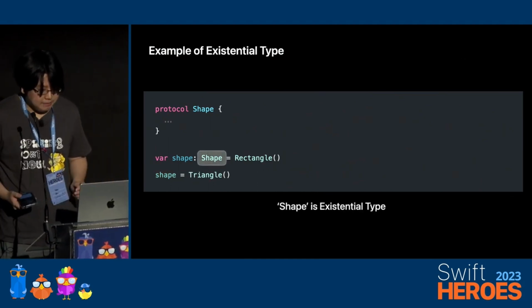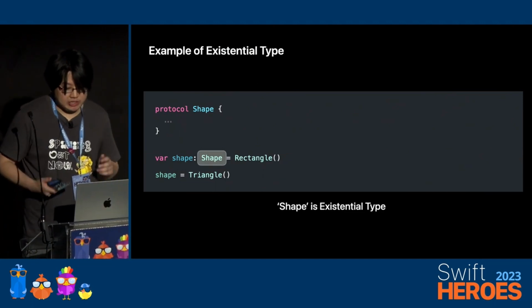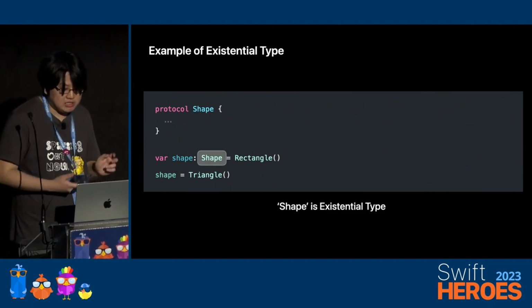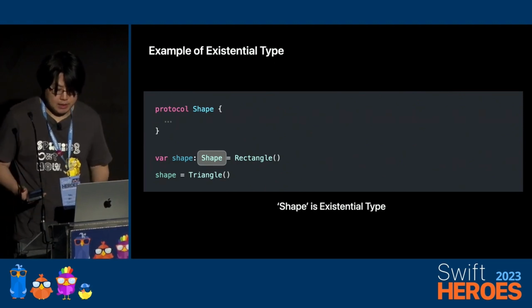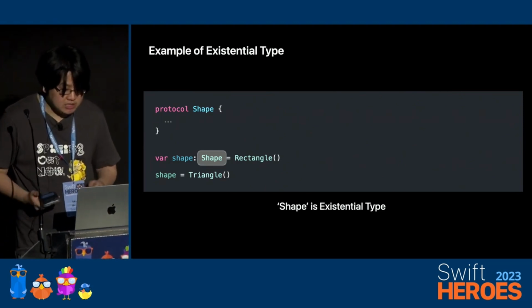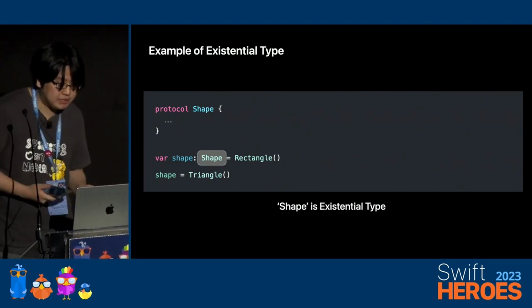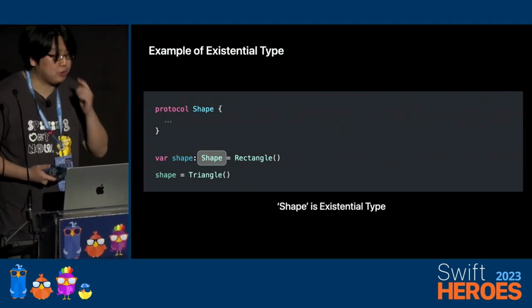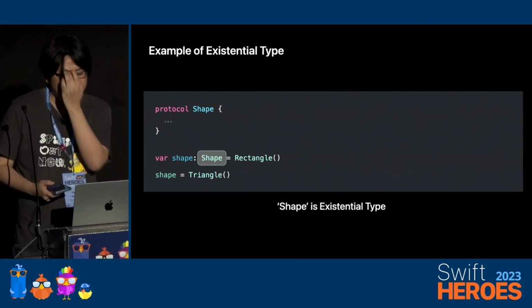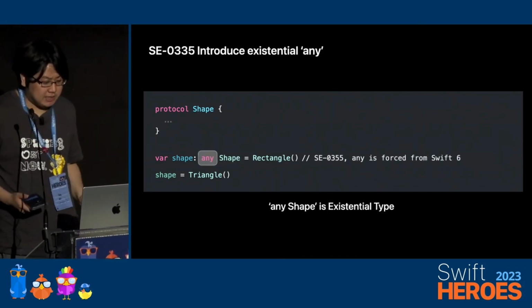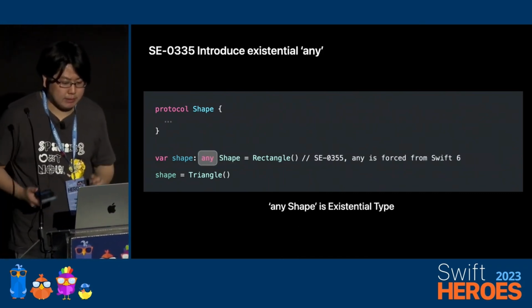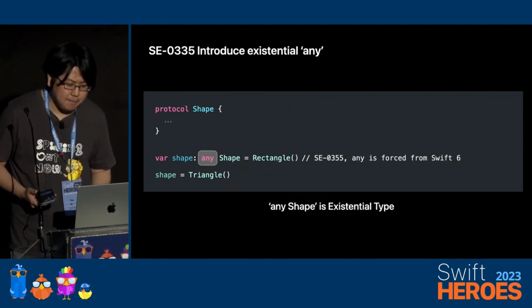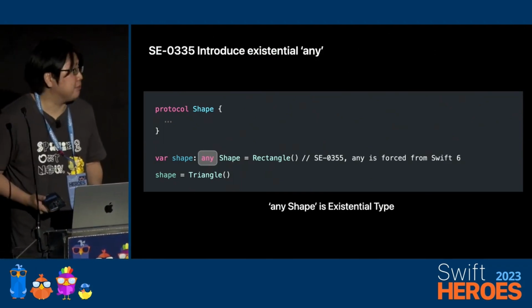If there is a protocol type in a type annotation like this, the entity type is called existential type. In this source code, the Shape annotation is an existential type. A variable with existential type receives any value which conforms to the annotated protocol. From Swift 6, we need to write the any keyword as a prefix of existential type. But why did Swift need to introduce it?